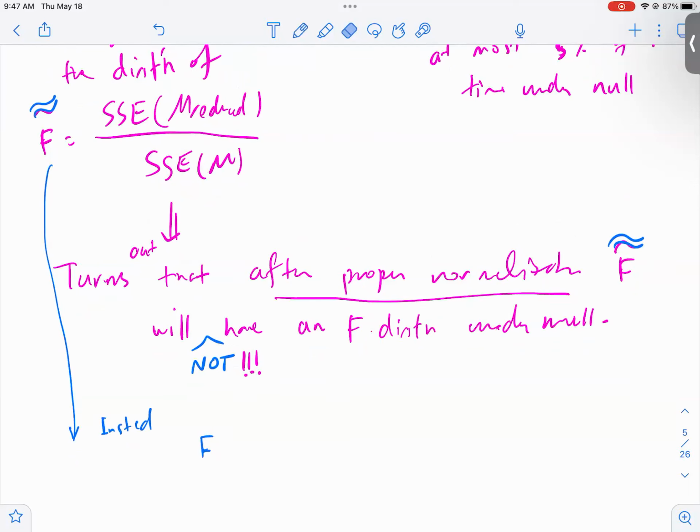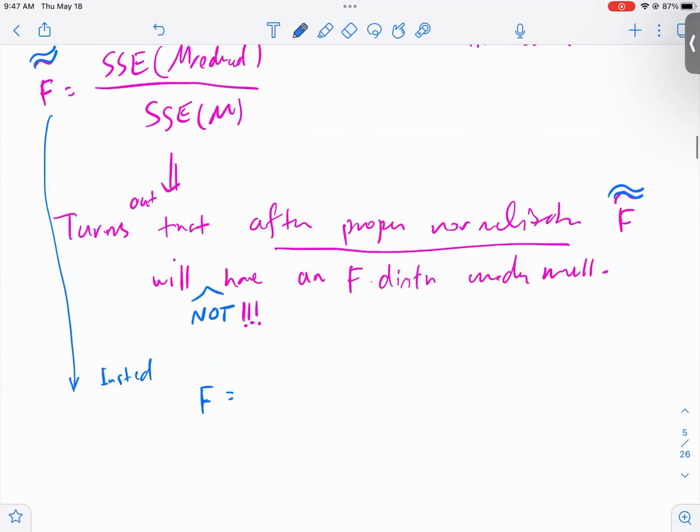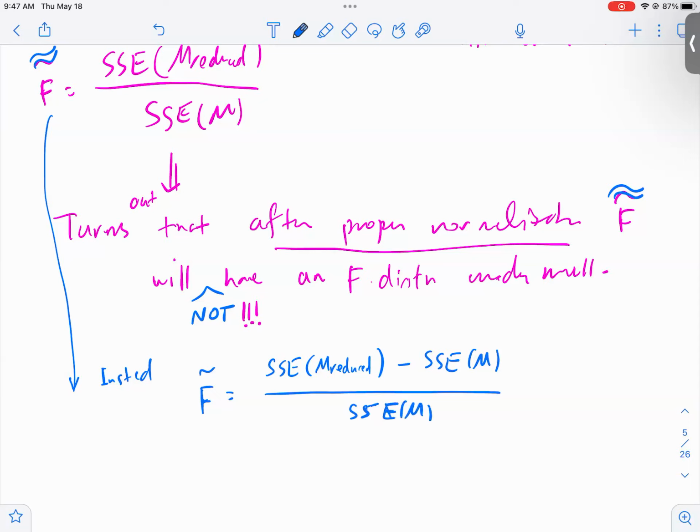They call it F hat. This is still not F hat because it's not normalized, but let's call it F tilde. If I do SSE of the reduced model minus SSE of the full model, divided by SSE of the full model, the numerator is always going to be bigger. And we'll see this difference is still going to be a chi-squared. This is going to be chi-squared, and they're going to be independent. So this extra sum of squares, as they call it, is independent.